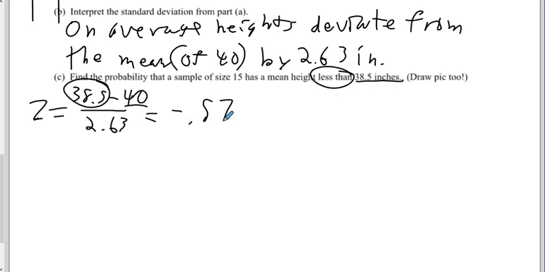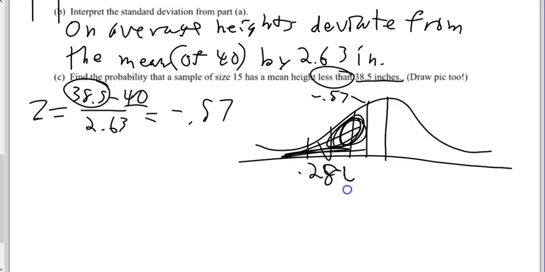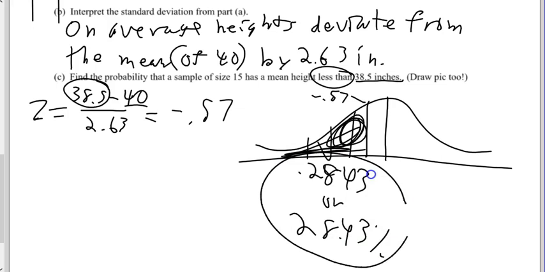We go to our A chart, and we're going to get the area under the curve. This time we're going 0, negative 1, negative 2, negative 3. Negative 0.57, let's just say it's about halfway there. Okay, so shade that in. When we look at our chart, since it is less than, left of, we just take the number off the chart, which is 0.2843. And that's your answer. That is the number for the area there. Or we can say 28.43%. Either one of those is an acceptable answer. And that be it.